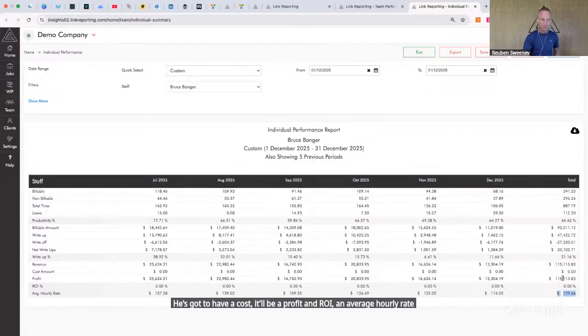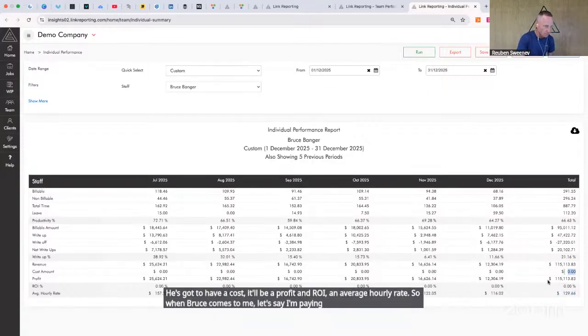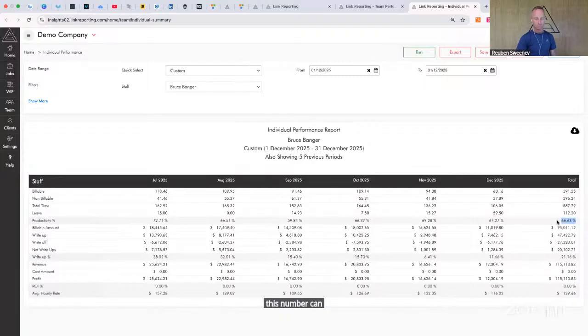So when Bruce comes to me, let's say I'm paying him, what have we got, 6 months here? Let's say I pay him 120K. So that'll say 60. The ROI there would be like 200. Actually, it'd be 195% or something. It'd be not quite there. So when he says, can I get a pay rise? The answer is yes, when this number can improve. Because you are effective, but you're not super focused.